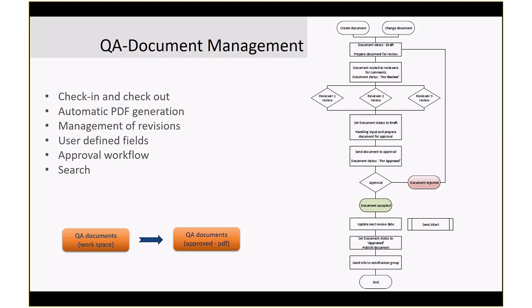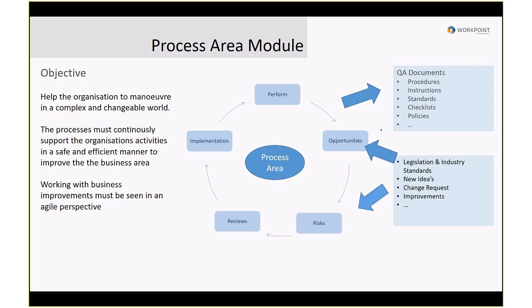I mentioned the process areas. We have designed a process area module. I want to explain a little bit more about how that works. It must be seen from an agile process perspective, because when you have your process, you will constantly have changes or improvements or opportunities to work with this. So whenever there are changes in, as I said, legislation, or you get new ideas or change requests or improvements, all the things that you have of input will be captured in the opportunities. These would also sometimes imply some risks. So all of this can be worked together and would be reviewed, maybe implemented in a revised process, maybe just rejected, and then it will be fed into the QA documents to make sure we have a proper process. So that's the general idea of working with the process area.